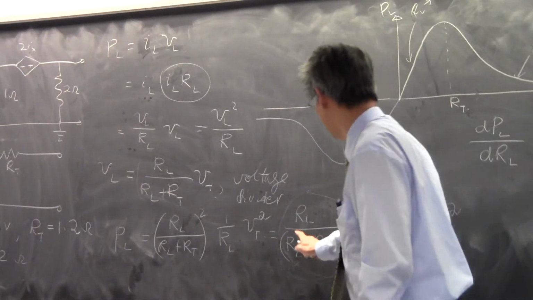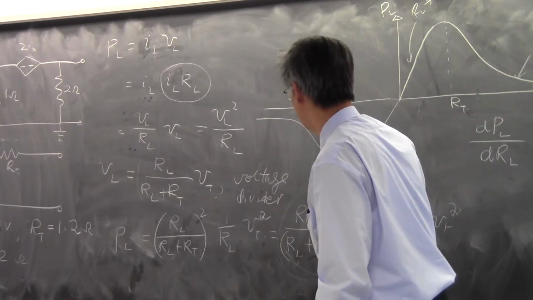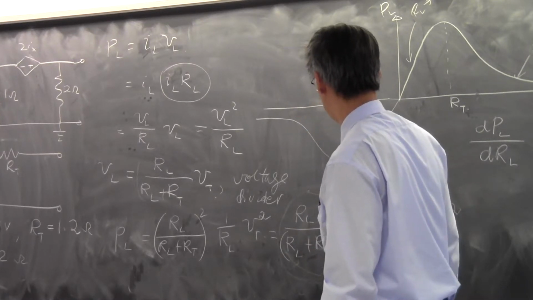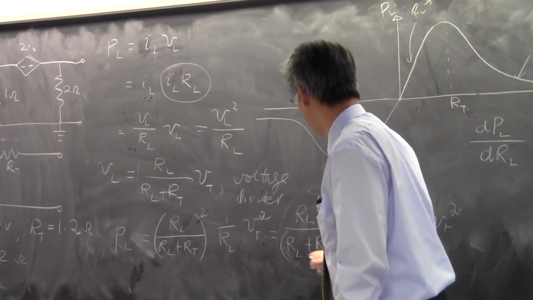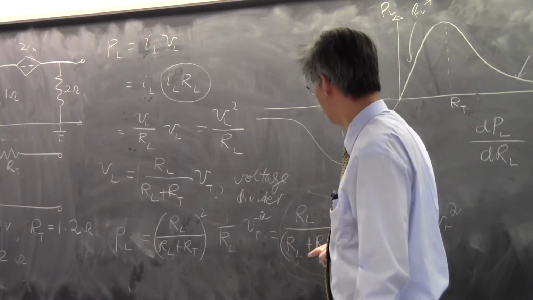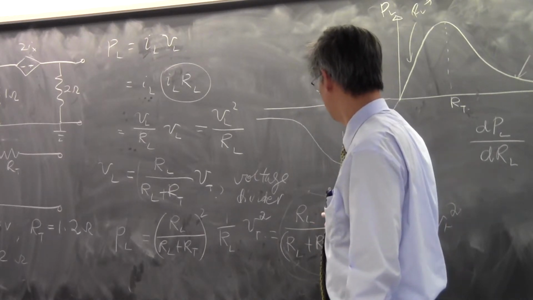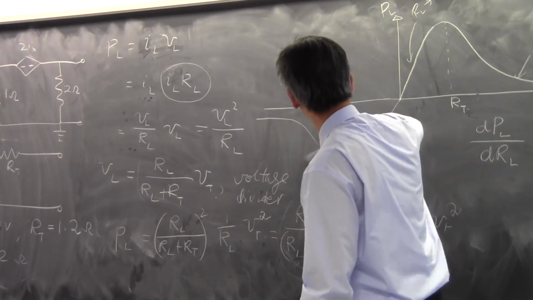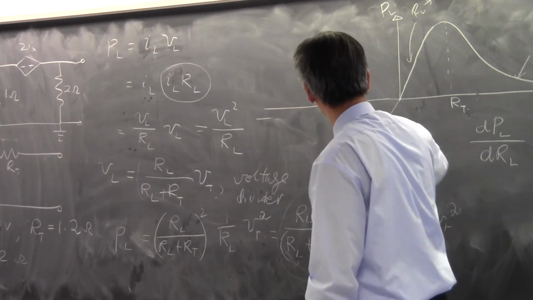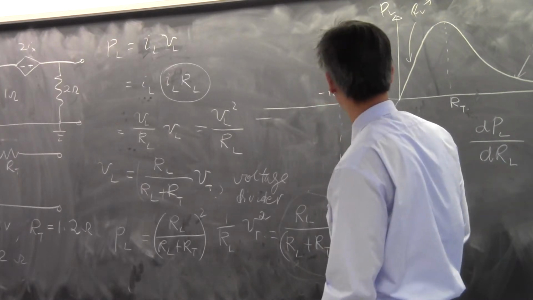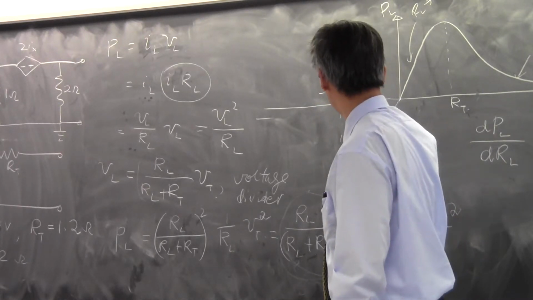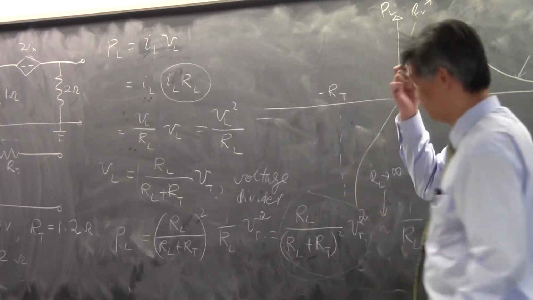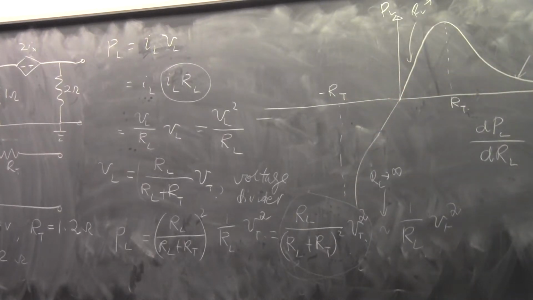RL equals minus RT. This goes to infinity. But it's a 0 by 0 term. If RL equals minus RT, this becomes 0. So it's a negative number divided by 0. So it shouldn't be like this. Looks like that. Right, it goes to infinity. So that is a catastrophic point. Everything will burn up.